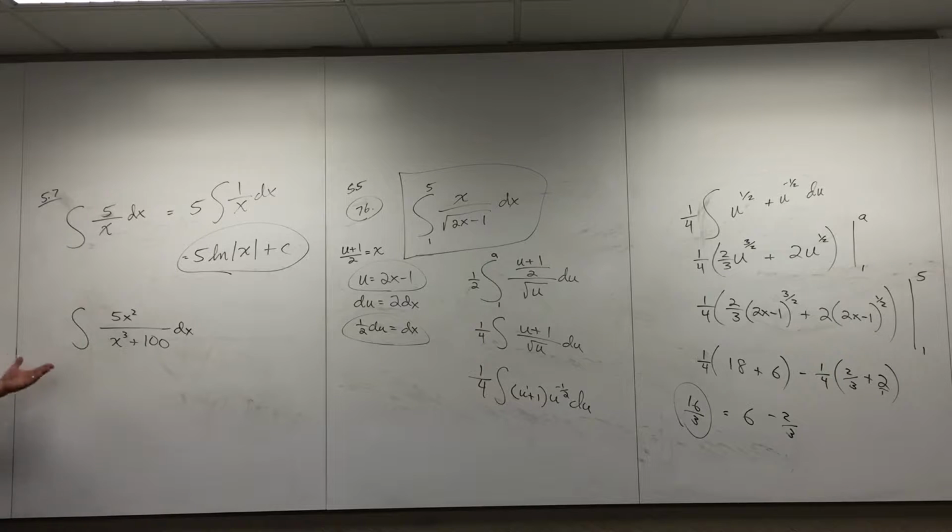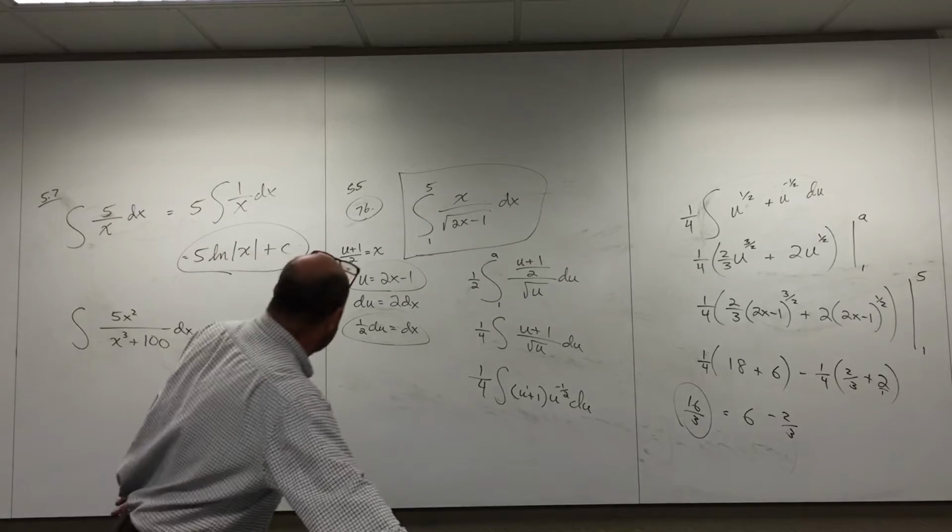So what do you guys think? Talk to me. What do you think? Can you pull the 5x squared over x squared out? Yeah, I don't know about that. I don't think I like that way of talking. I think you need U-substitution. So what do you think U should be? All right, no. All right, hold on.